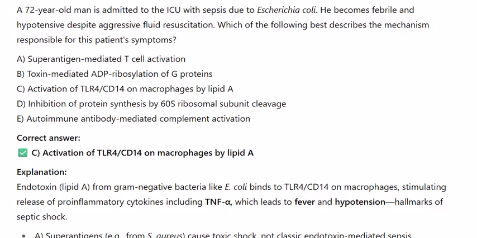Question 1. A 72-year-old man is admitted to the ICU with sepsis due to Escherichia coli. He becomes febrile and hypotensive despite aggressive fluid resuscitation. Which of the following best describes the mechanism responsible for this patient's symptoms?